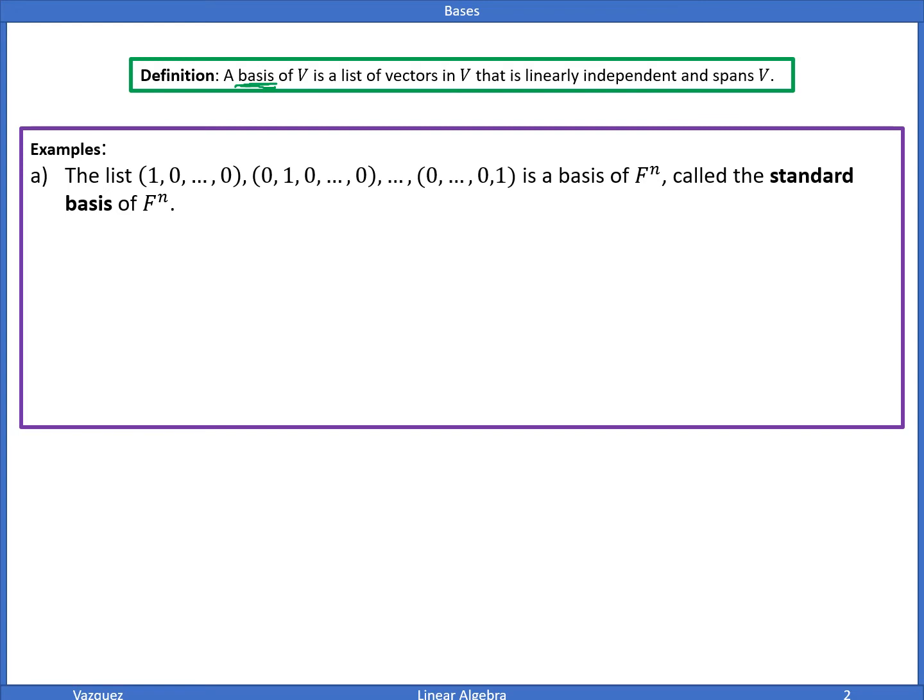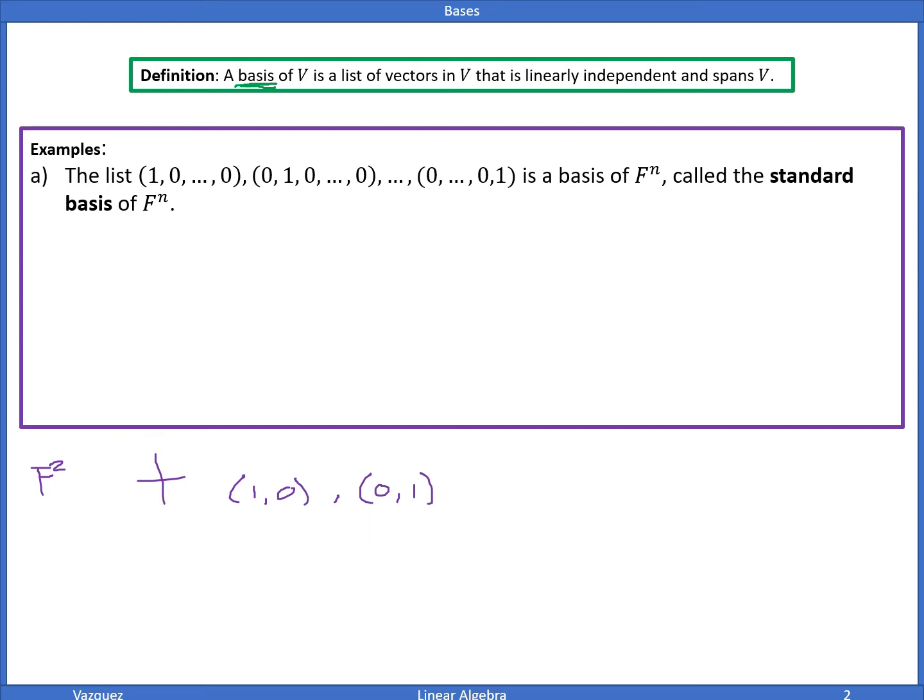Well, the list where the nth vector has a 1 in the nth location is a basis of F^n, called the standard basis. So I'm just going to draw that. I know that's a bit confusing. For example, in F^2, let's say we have the plane. Here we just have (1, 0), (0, 1). This is the standard basis for F^2.